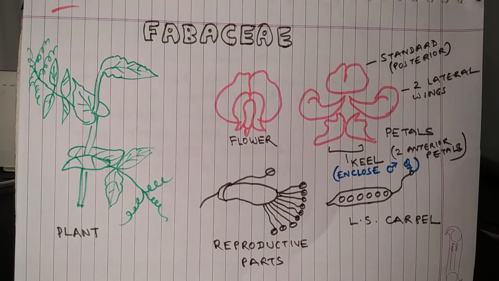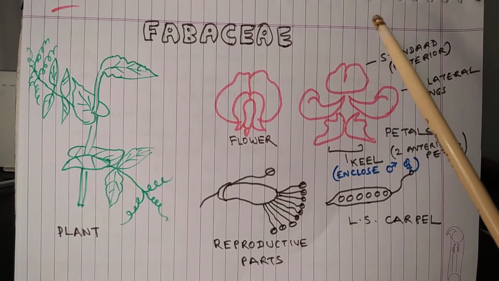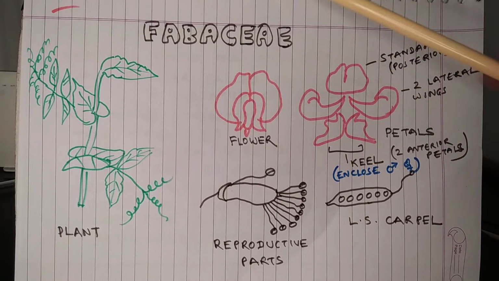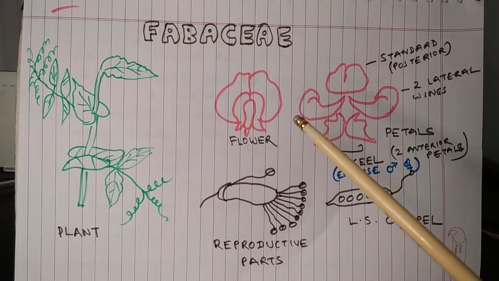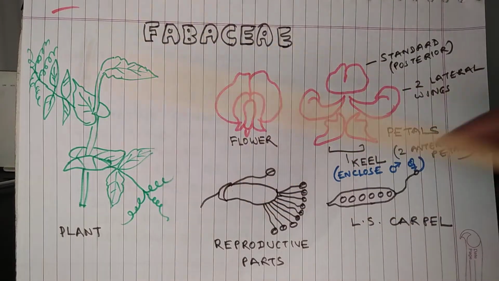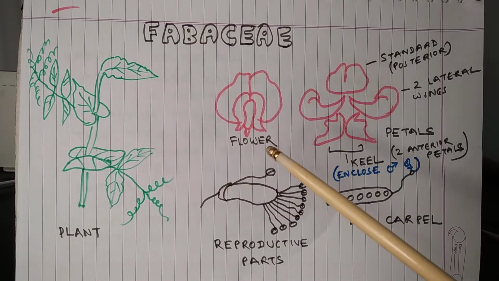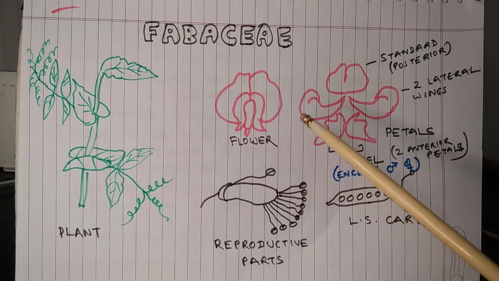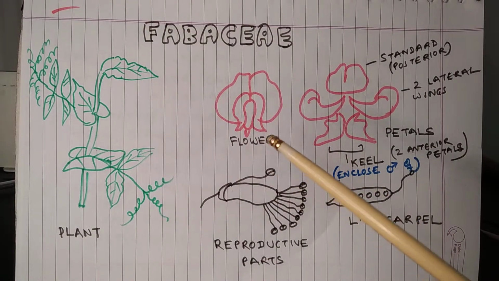In this lesson, you will learn about Fabaceae, that is a family of flowering plants. So, on this page, I have made some diagrams. This figure shows the plant of a pea plant. The biological name of pea is Pisum sativum.